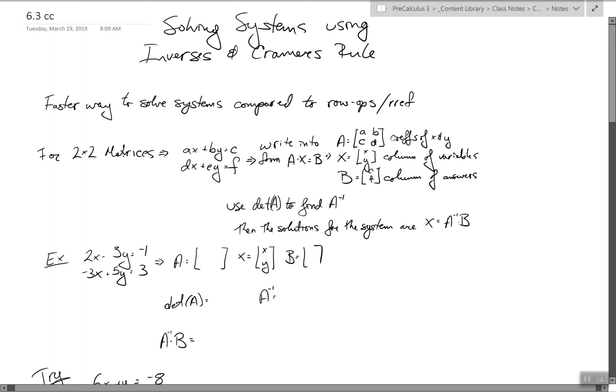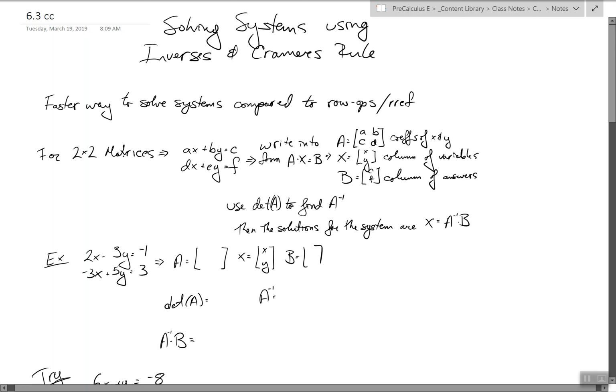In this lesson, we will be looking at solving systems of equations using inverses as well as Cramer's rule. These two methods are slightly faster in solving a system compared to row operations or row reduced echelon form style of problem. It does require us to understand how to find inverse matrices as well as finding determinants, which we covered in the previous lesson.